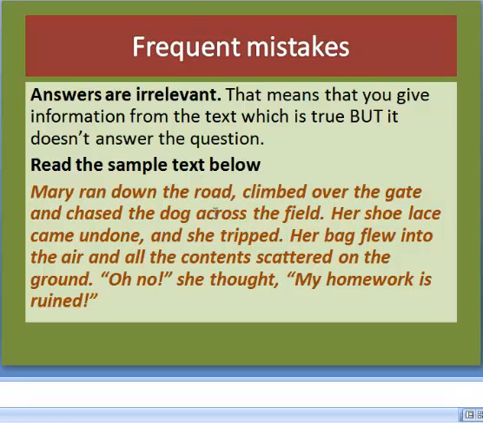Mary ran down the road, climbed over the gate, and chased the dog across the field. Her shoelace came undone, and she tripped. Her bag flew into the air and all the contents scattered on the ground. Oh no, she thought, my homework is ruined.